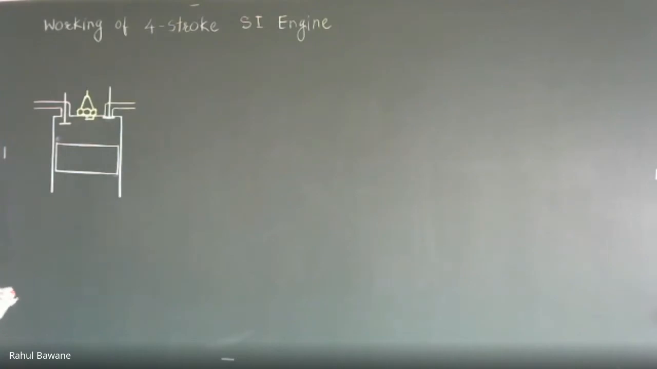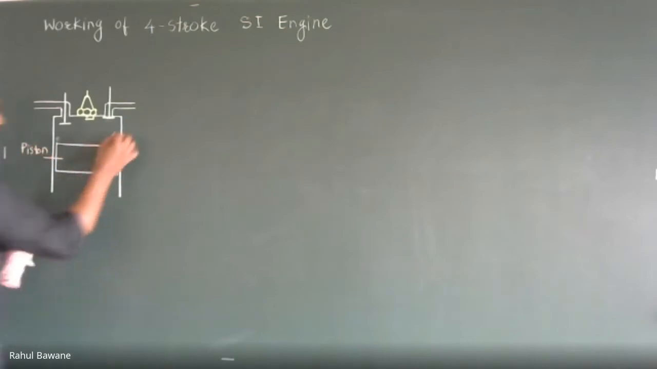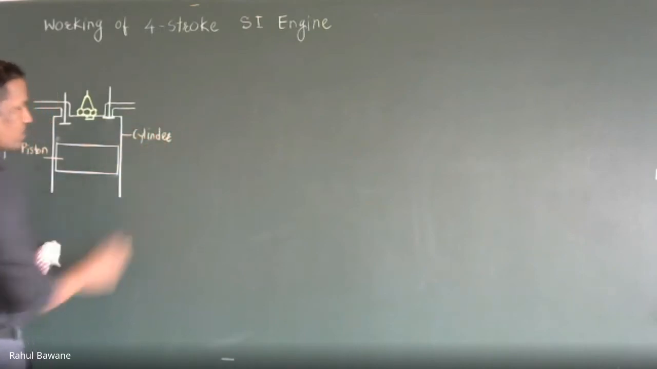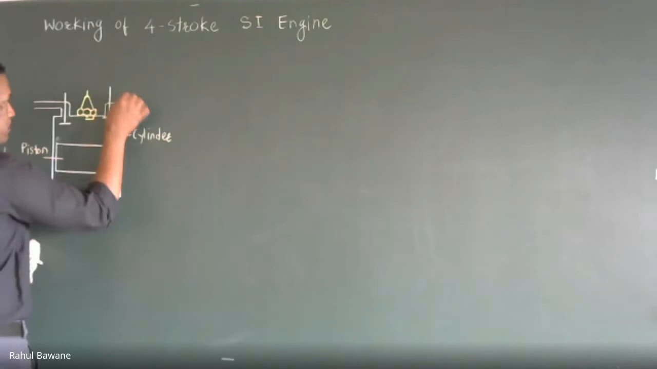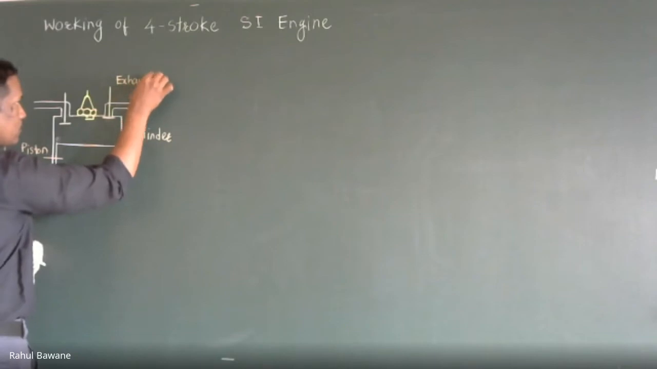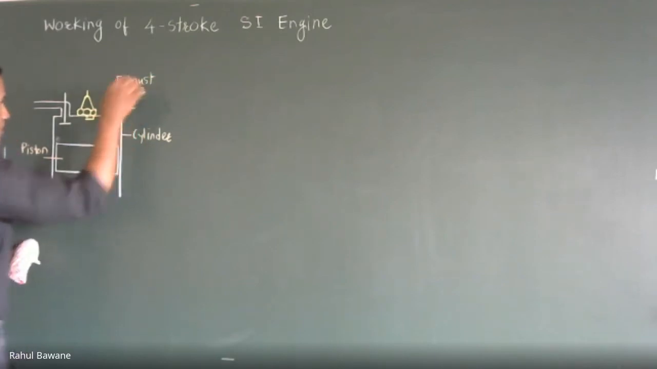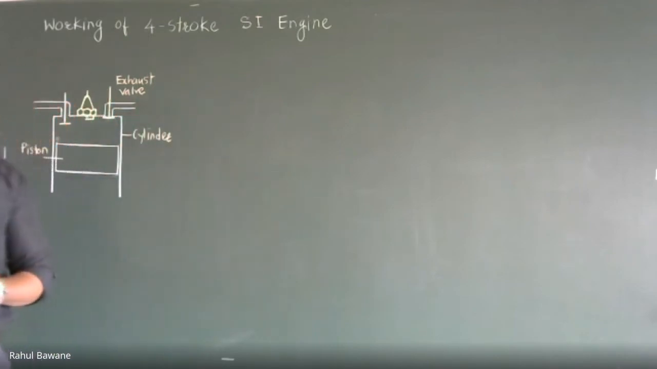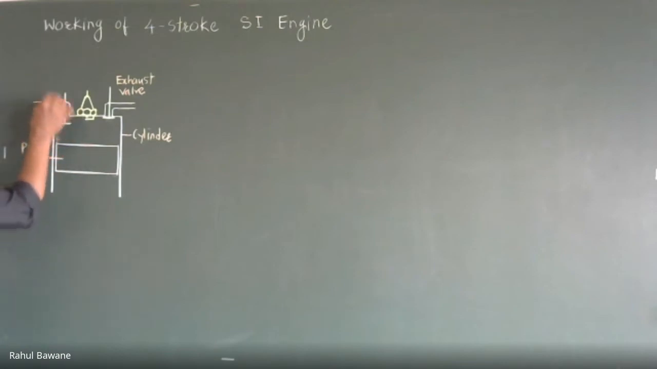So right now we have the piston, the cylinder, and this is the exhaust valve. This exhaust passage's lateral arm is connected to a silencer. This is the intake valve or inlet valve.